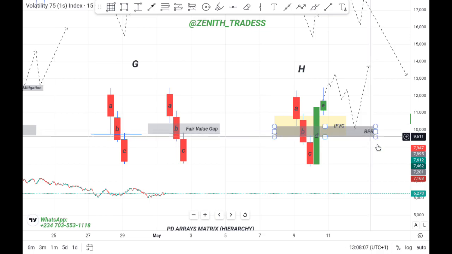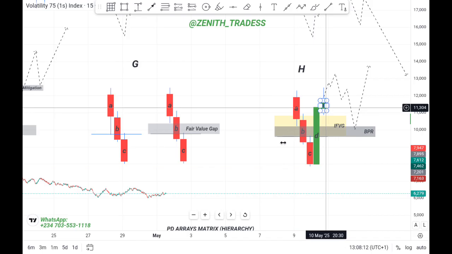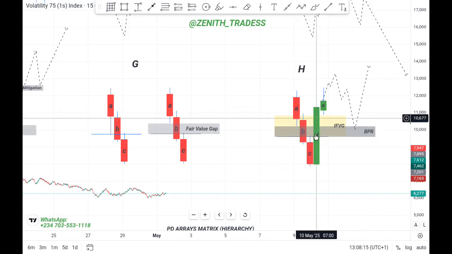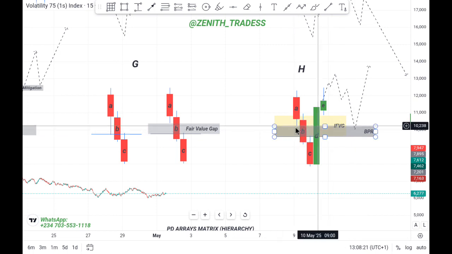So now, what is a BPR? A balanced price range. Once you see this kind of scenario in the market, just look at the first fair value gap that's created and look at the second fair value gap that's created. You will see, okay, which one is the smallest one among them?